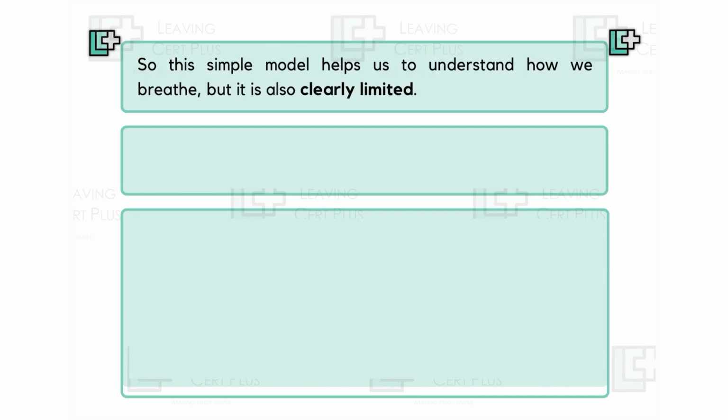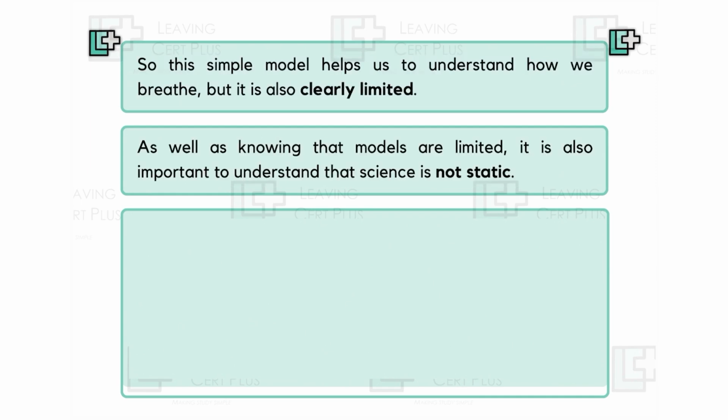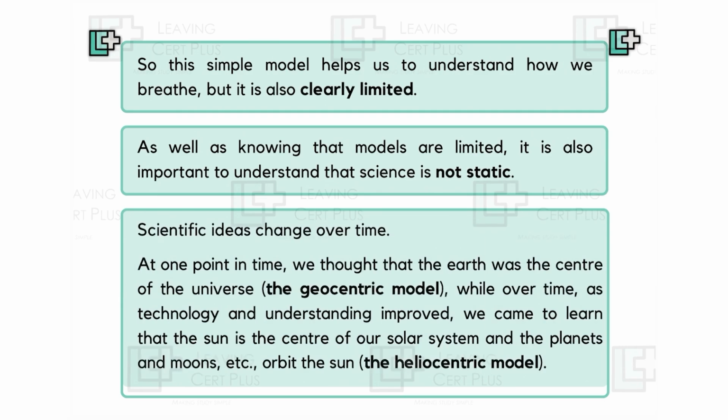So as we move along here, we also need to be aware that models are clearly limited and they're not static. Models will change as our understanding of a concept improves over time. If you think back to a really famous example of this, at one point in time, we thought that the Earth was the center of the universe, which was called the geocentric model. Over time, as technology and understanding improved, we came to learn that the sun is the center of our solar system, and the planets and the moons, etc., orbit around the sun, and this is called the heliocentric model. So as our understanding improved, so too did our model.